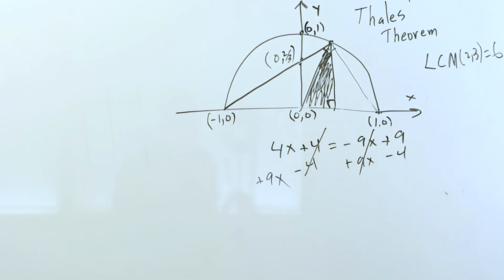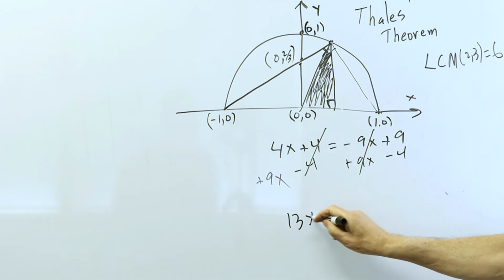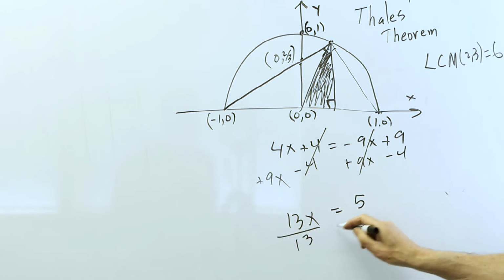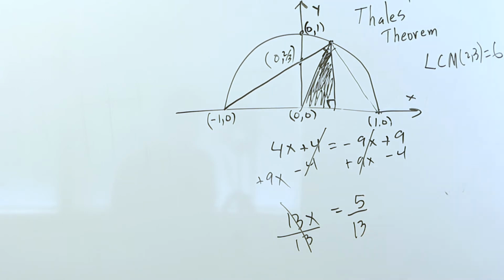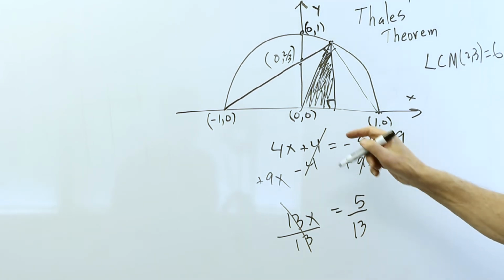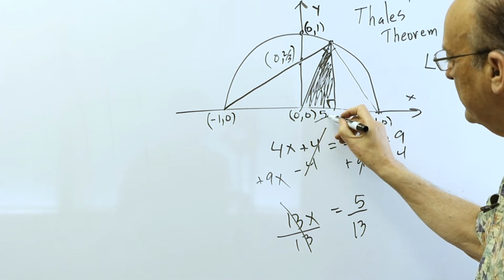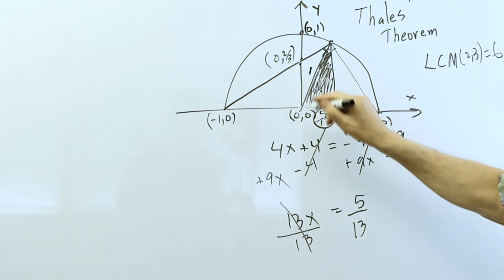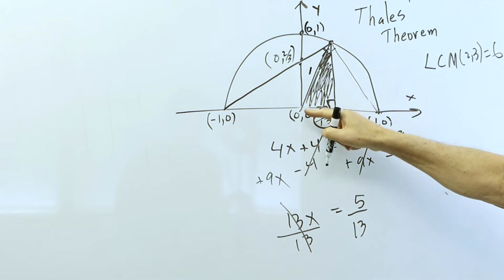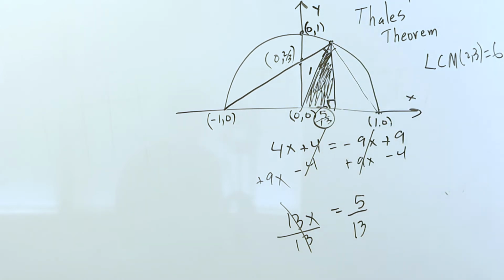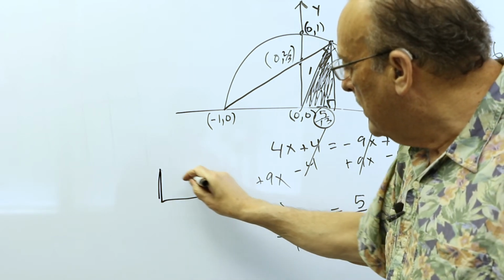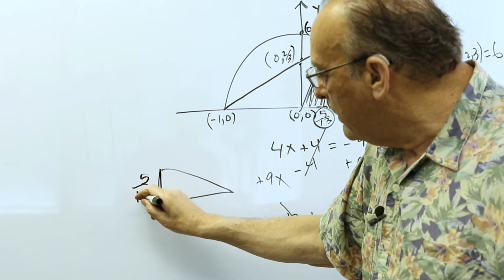Therefore, I can cancel. And I can add 9x to both sides. So I can cancel. And I end up with 13x equals 5. And divide both sides by 13. I get x equals 5/13. So that means this distance here is 5/13. And this side is 1 because it's a unit circle. So all the radii have a length of 1. So I now have a right triangle where this is 5/13 and this is 1.